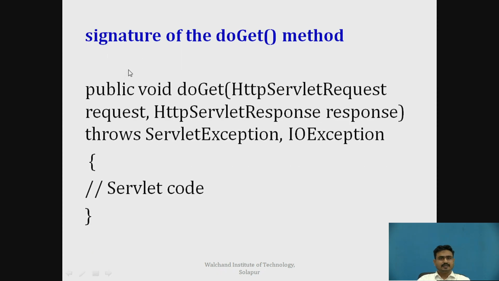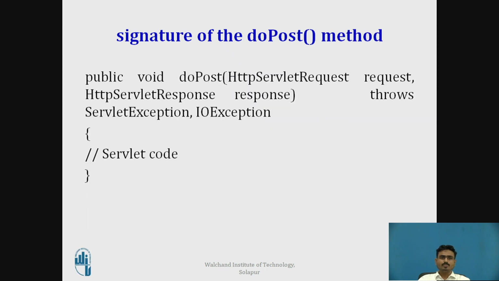This is the syntax for the doGet method: public void doGet, HttpServletRequest request. Here we are sending the response which is of type HttpServletResponse, and for handling the exceptions we are throwing the exceptions, and inside that we are writing the servlet code. And this is the signature for the doPost method. Same thing, only instead of doGet we are writing doPost, HttpServletRequest request, and the response will be of HttpServletResponse. Inside that the servlet code will be there.